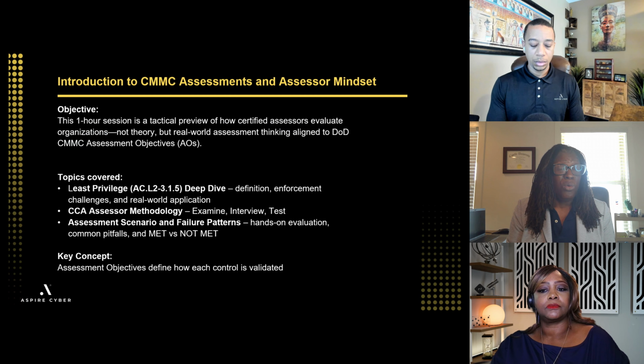Now, the role of the C3PAO and that of the assessor, I want to make sure that we are clear on both directives. The C3PAO has been authorized by the Cyber AB to conduct the level 2 assessments. The assessments are conducted independently, and in determining that assessment, we're looking at the system boundary and the scope. So the assessor will be utilizing the objectives of testing, interviewing, and even examining, and then making that determination if that evidence is met or not met.